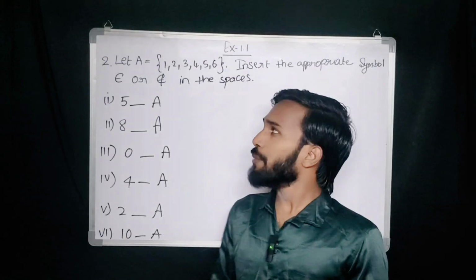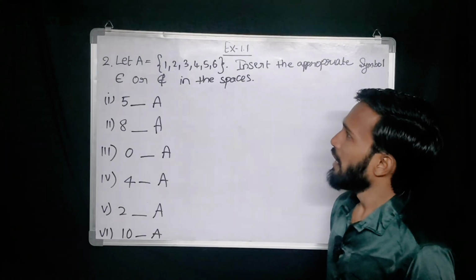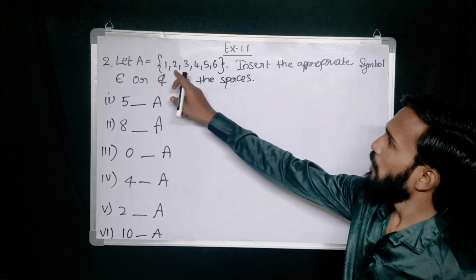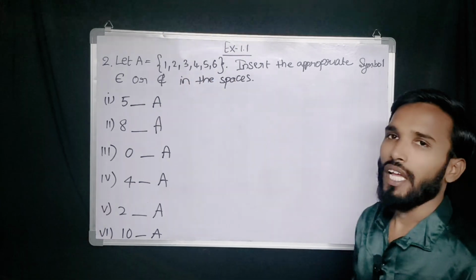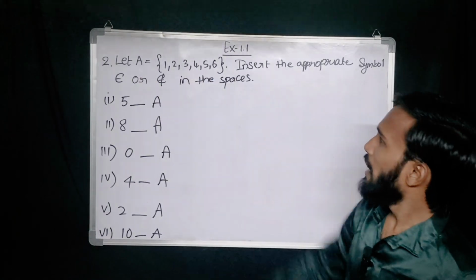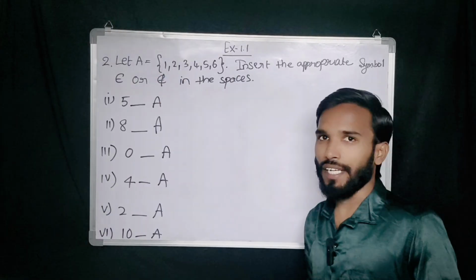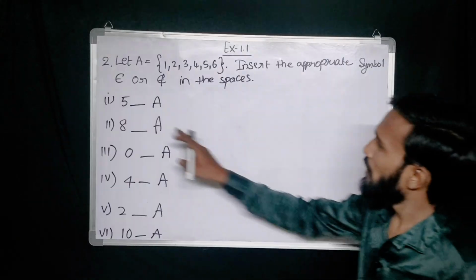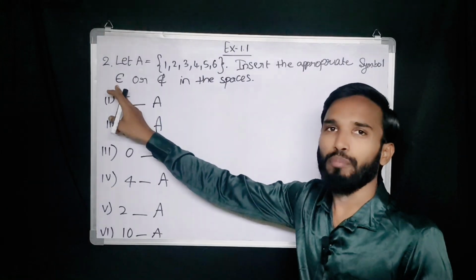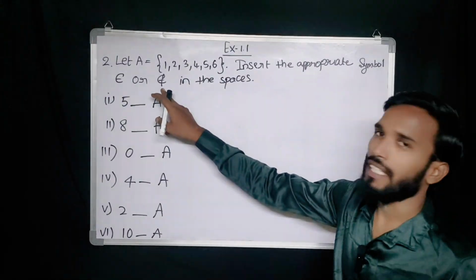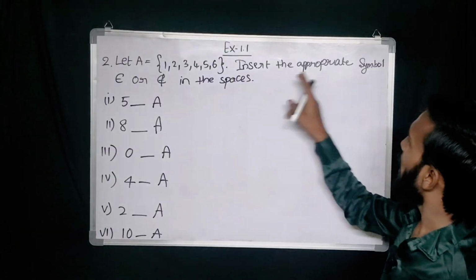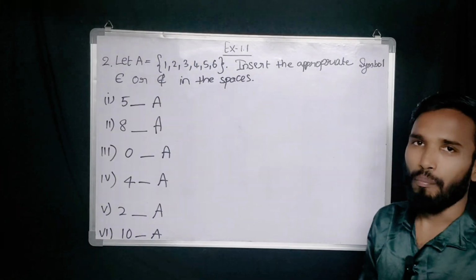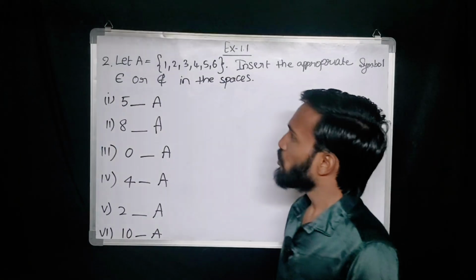Now, the second problem is: Let A be a set whose elements are 1, 2, 3, 4, 5, 6. This is the given set, and it is denoted by A. The question is to insert the appropriate symbol, belongs to or does not belong to, in the blanks.